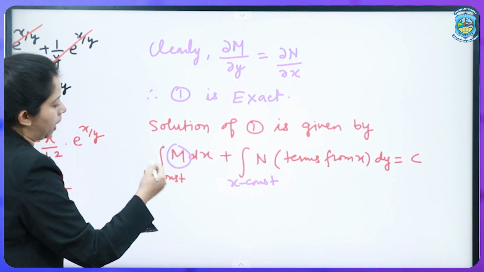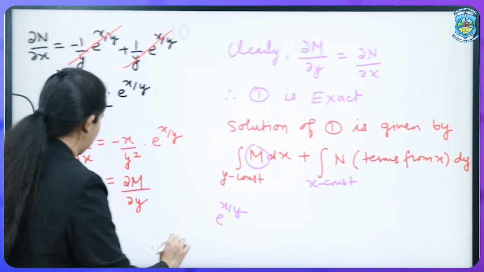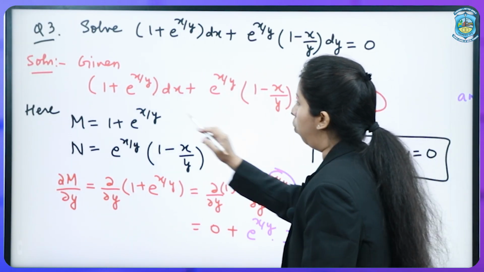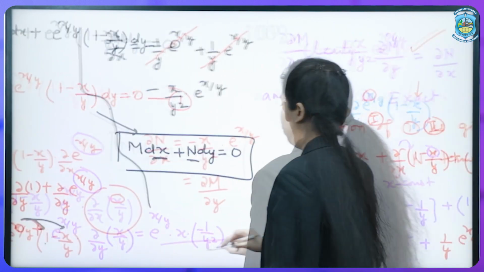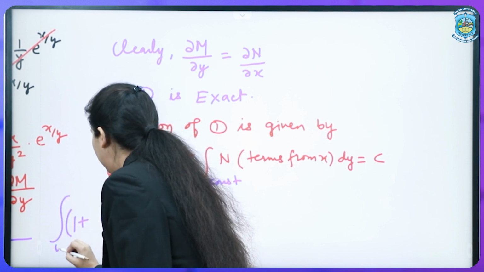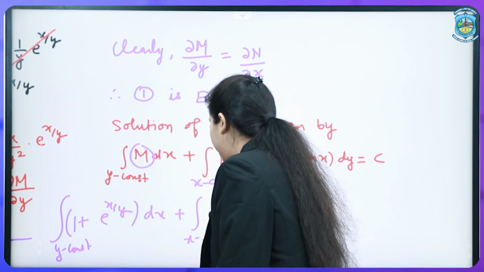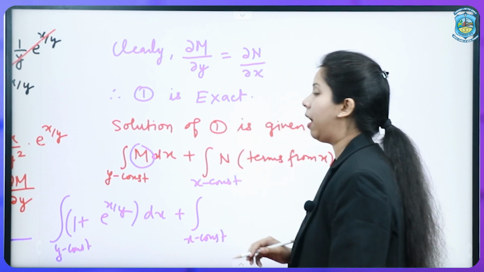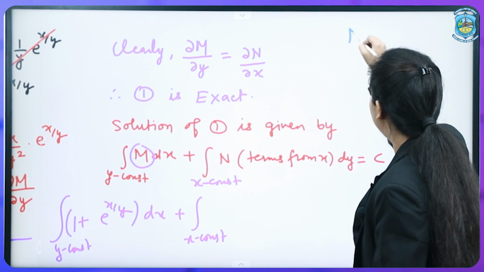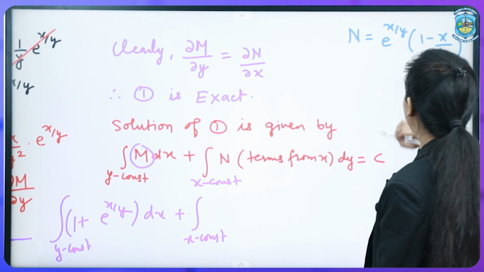So now we will substitute the value of m, we will substitute the value of n. So m was e raised to the power x by y. We will have to go back to the question. M is 1 plus e raised to the power x by y, integration, y is treated as constant, multiplied by dx, plus here x is treated as constant and we consider only the value of n which is free from x. So n is what? We can recall it here, the value of n was e raised to the power x by y multiplied by 1 minus x by y.